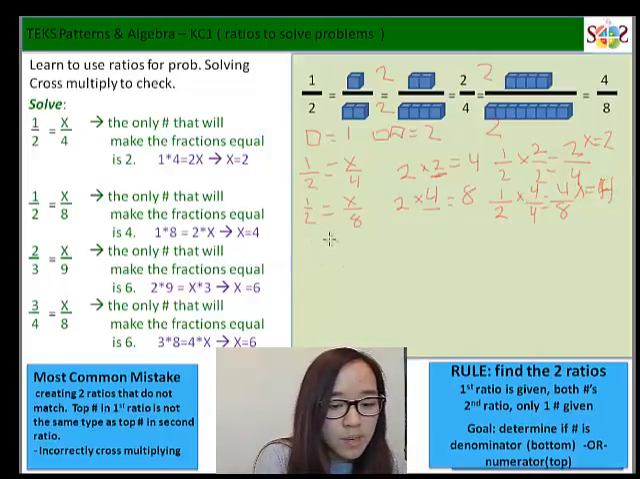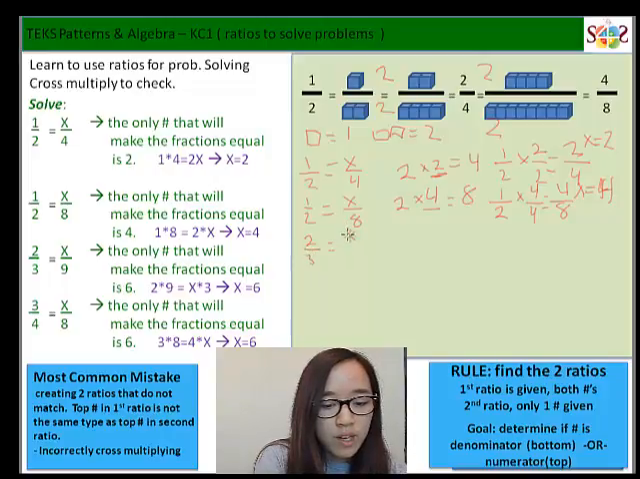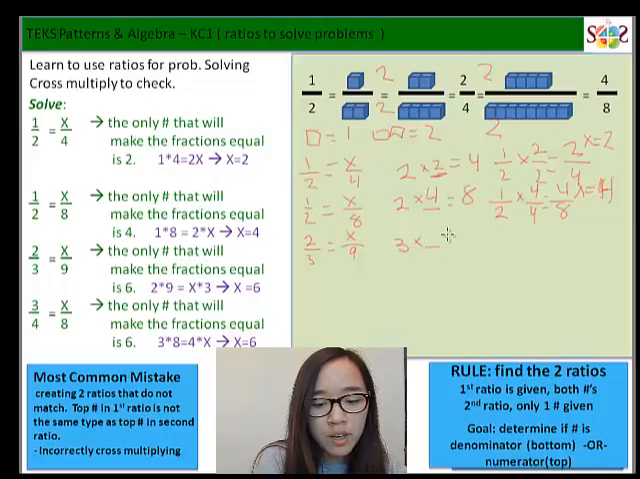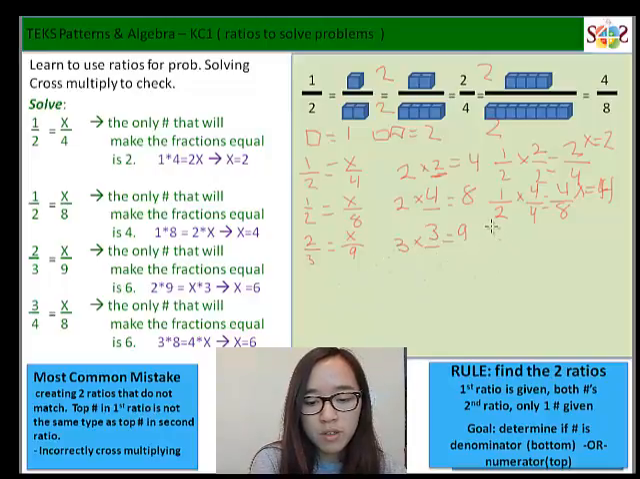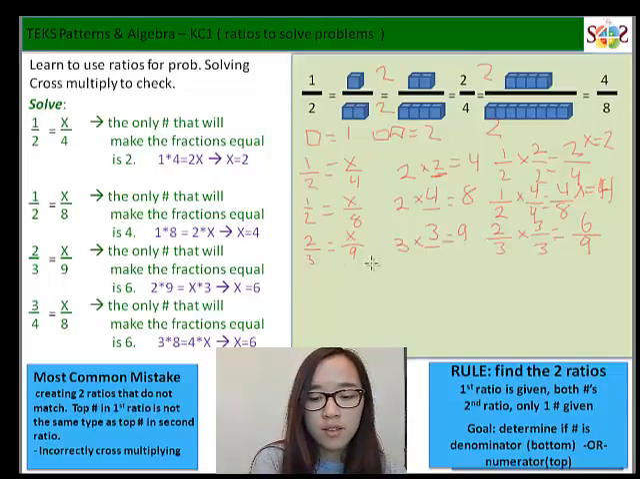So let's look at our next example. We have 2/3 is equal to x over 9. We need to find what 3 times what number equals 9, and that happens to be 3, which means that our factor is 3. So now we're going to multiply 2/3 by 3 over 3. Starting with the numerator again, 2 times 3 equals 6. And on the denominator, 3 times 3 equals 9. So we have the fraction 6/9. That means x equals 6.